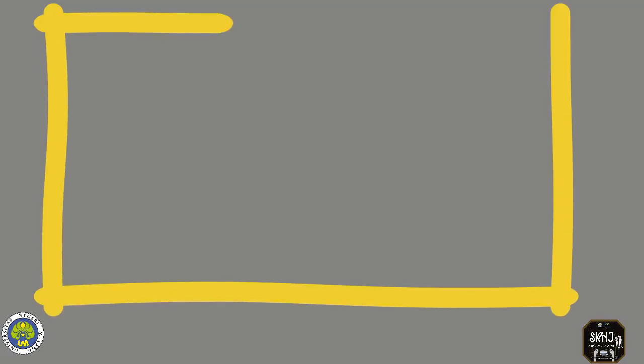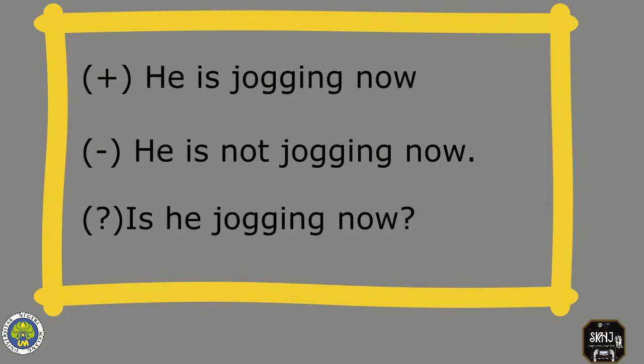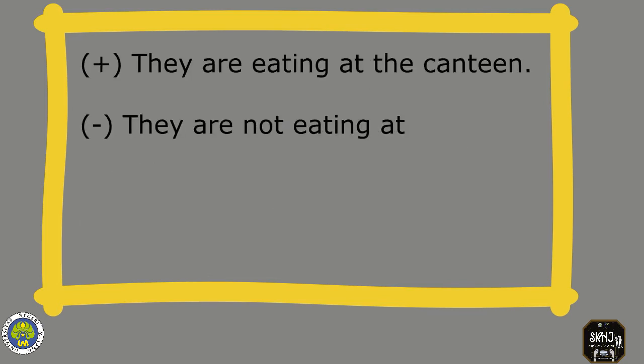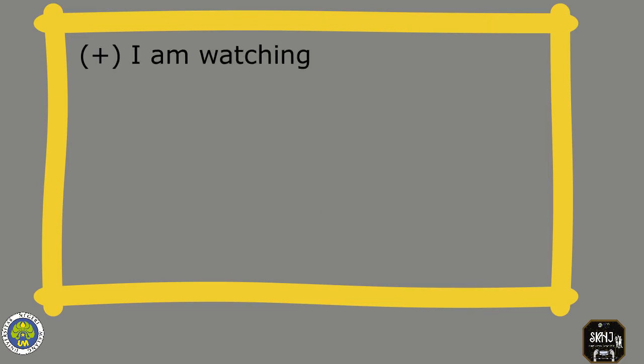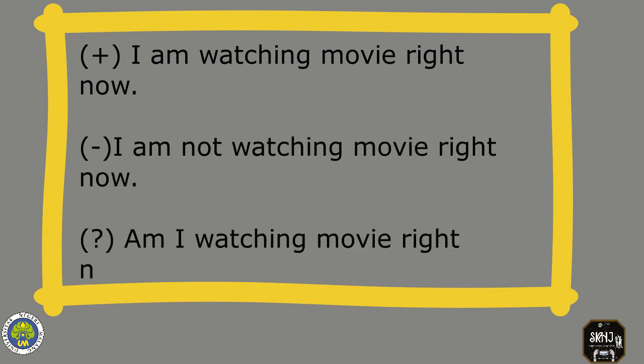The examples are: he is jogging now, he is not jogging now, and is he jogging now? They are eating at the canteen, they are not eating at the canteen. Are they eating at the canteen? I am watching a movie right now, I'm not watching a movie right now. Am I watching a movie right now?